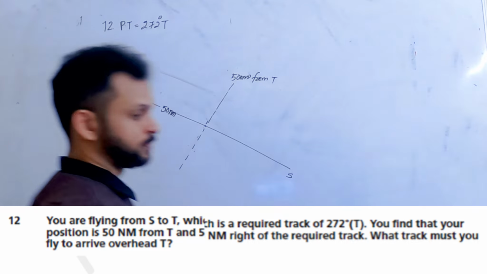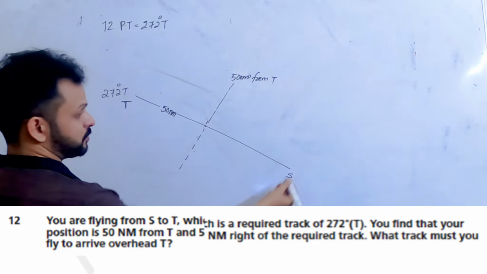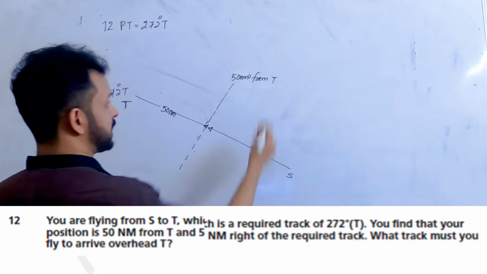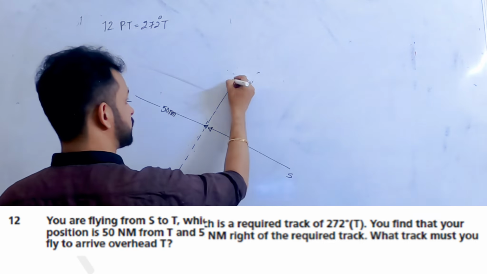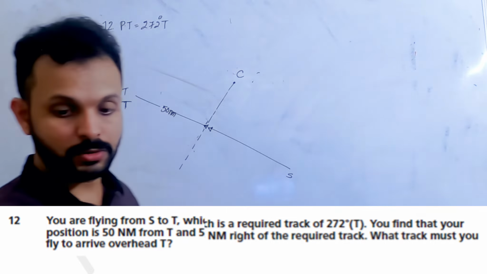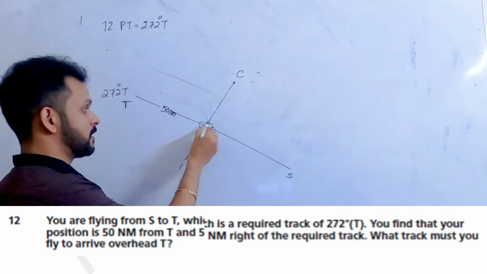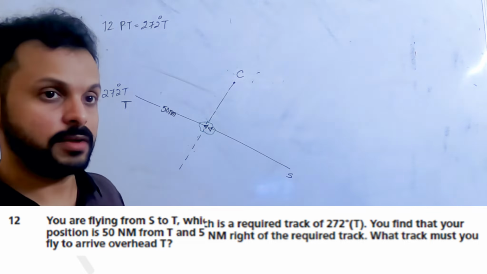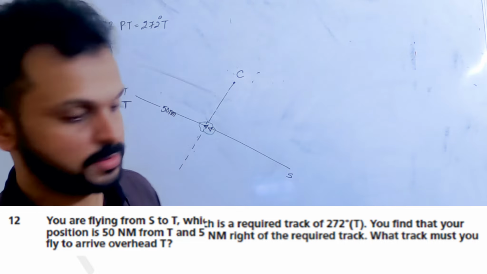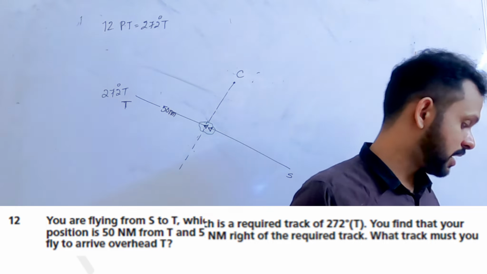Now you find yourself 5 nautical miles right of the required track. You're traveling from S to T, so this is the track, and you're right of the required track. So you're somewhere here. This is point C. You have your 1 in 60 fix here. Say, for example, if I have a big lake, and now you find that you are right of this lake, you will have an idea that you have drifted off to the right. What's the question? You have to find out what track you must fly to arrive overhead T.